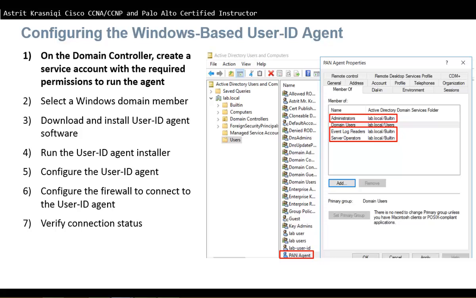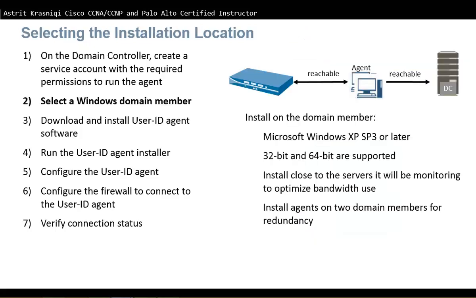Once we did that, we have to decide on which domain member we want to install the agent. It could be any domain member as long as it has Microsoft Windows XP Service Pack 3 or later as the operating system. It does support 32-bit or 64-bit, and it is recommended you install the agent as close to the server as possible to optimize bandwidth use, so as close to the server that it will be monitoring. It is also recommended you install more than one agent, for example on two domain members for redundancy.